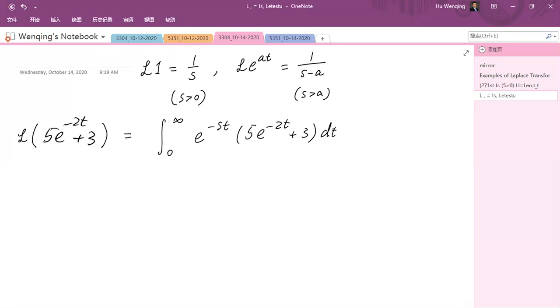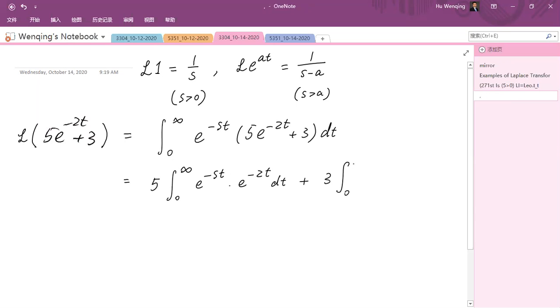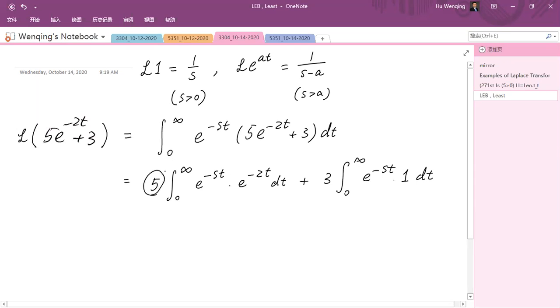Once you do this integral, you can see that, because integration is a linear operation, you can simply write this as 5 times the integral from 0 to infinity of e^(-st) multiplied by e^(-2t) dt, plus 3 times the integral from 0 to infinity of e^(-st) multiplied by 1 dt. Do you agree with me? Why is that the case? Well, the 5 can be multiplied into here, and the 3 can be multiplied into here.